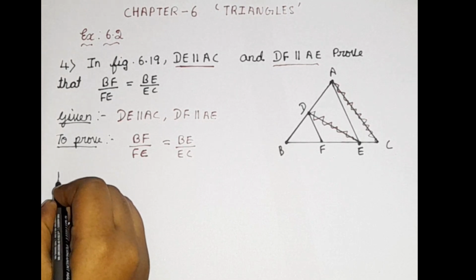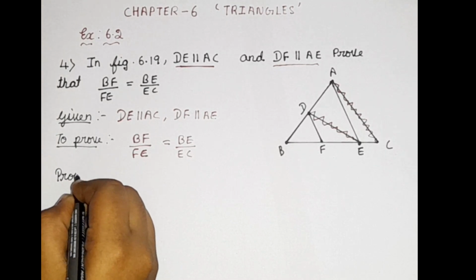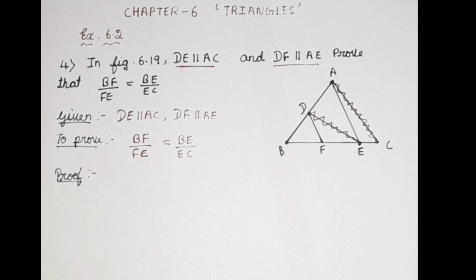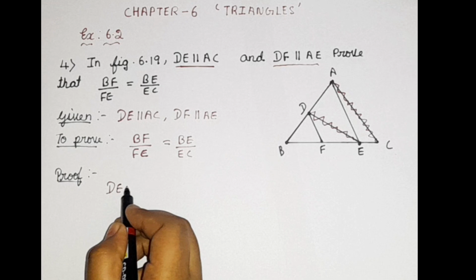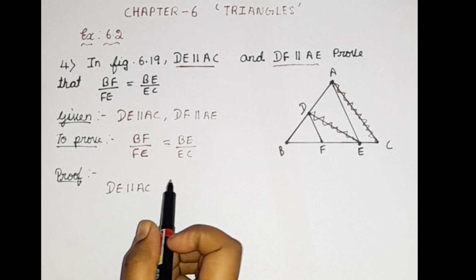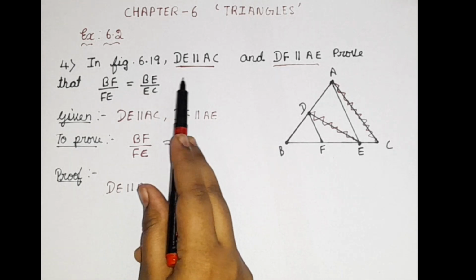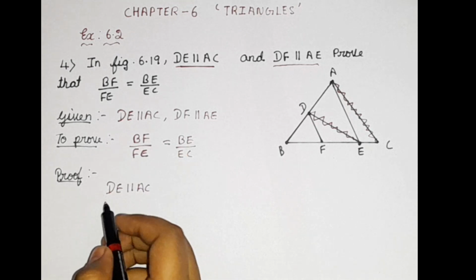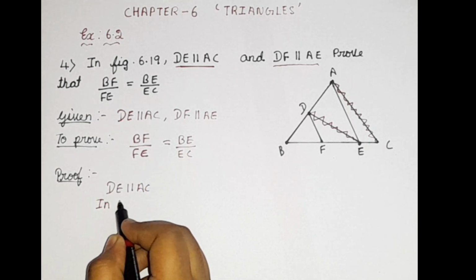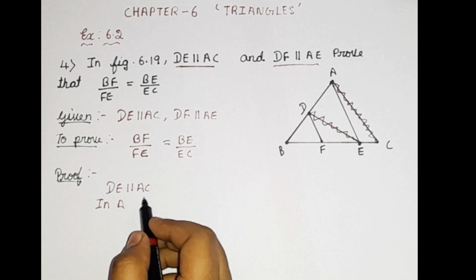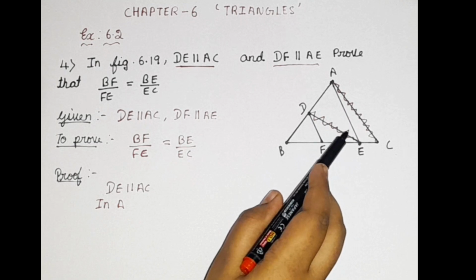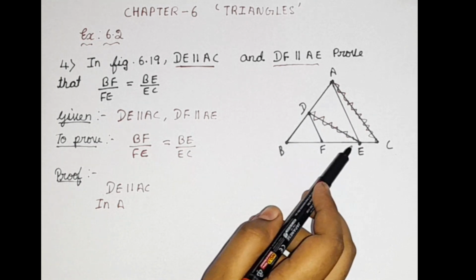Okay, so now let me write DE is parallel to AC. This is the first case, am I right? I mean this is the first given value in the question. I just wrote it as it is. Okay, so now we can write in triangle. So in which triangle do we have DE as well as AC? DE is here and AC is here. It is in triangle ABC, am I right?